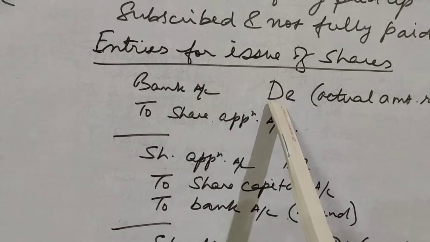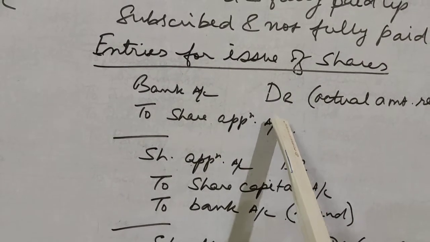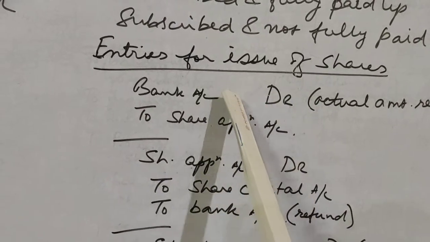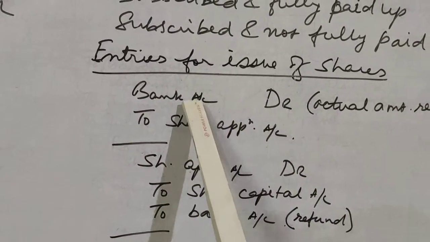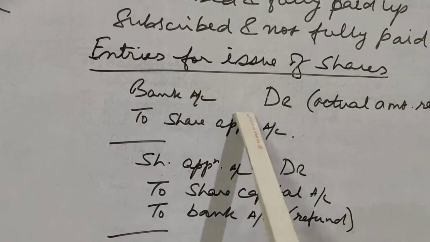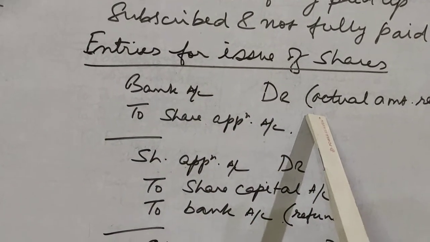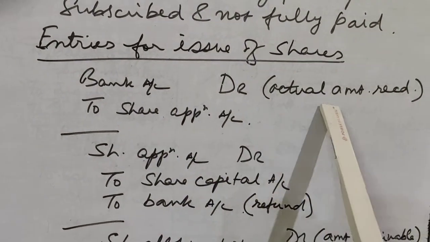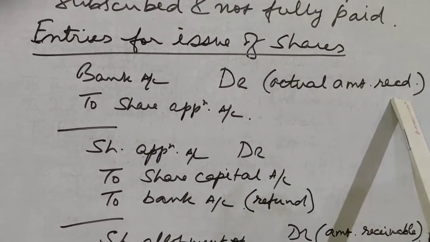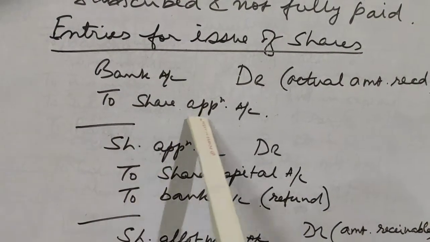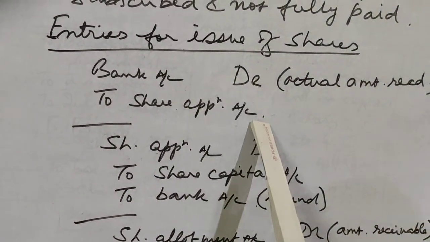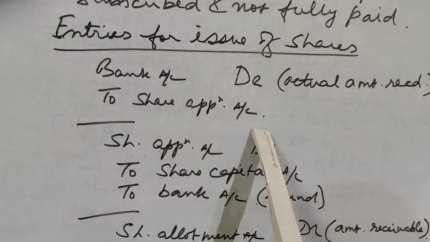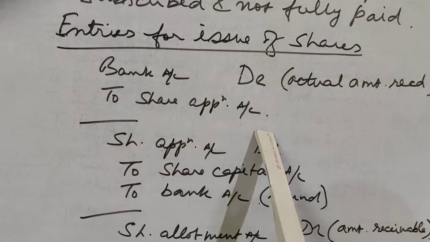You will fill up the application and deposit it in that bank, and the bank will forward that money to the company. So when the company gets the application money from the people who are applying for the shares, the journal entry will be bank account debit with the actual amount received by the company to share application account. Total amount received by the company from the people who have applied for the shares on account of application.